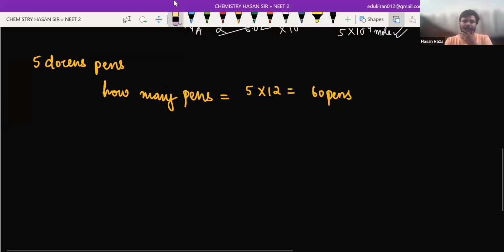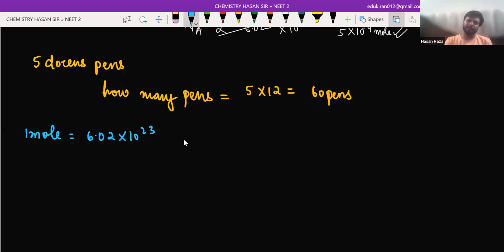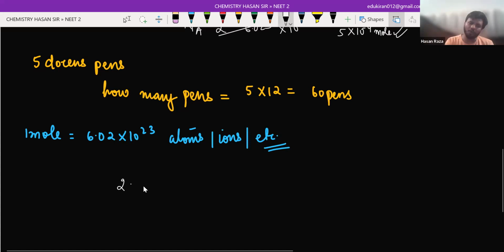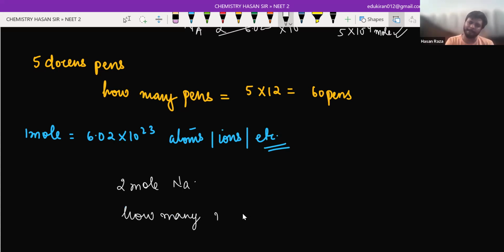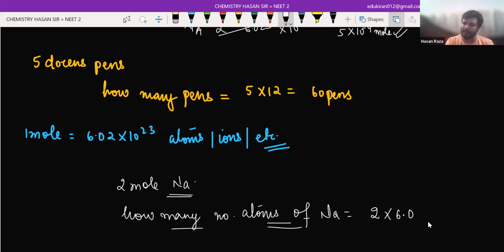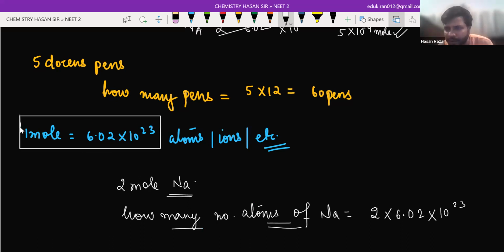Now, if I ask you 2 moles of sodium, how many number of atoms or particles? See, 1 mole is equal to 6.022 into 10 raised to the power 23 atoms, ions, or any species. So if 2 mole of sodium is there, how many atoms of sodium are there? What you are going to do is 2 into 6.02 into 10 raised to the power 23, because you know that 1 mole is equal to this much quantity. Are you getting my point, Rabia?